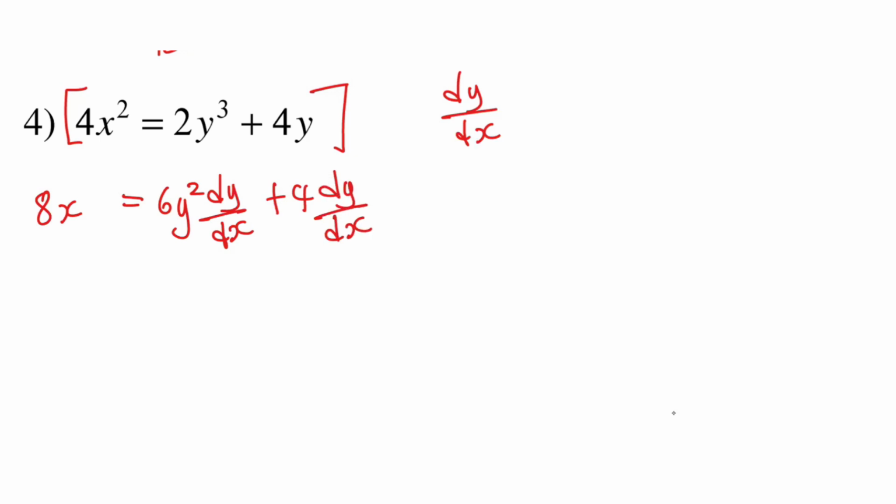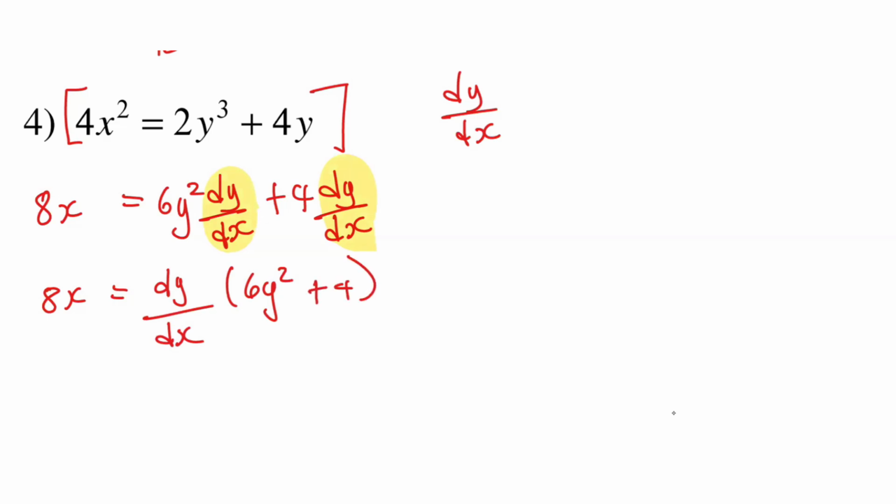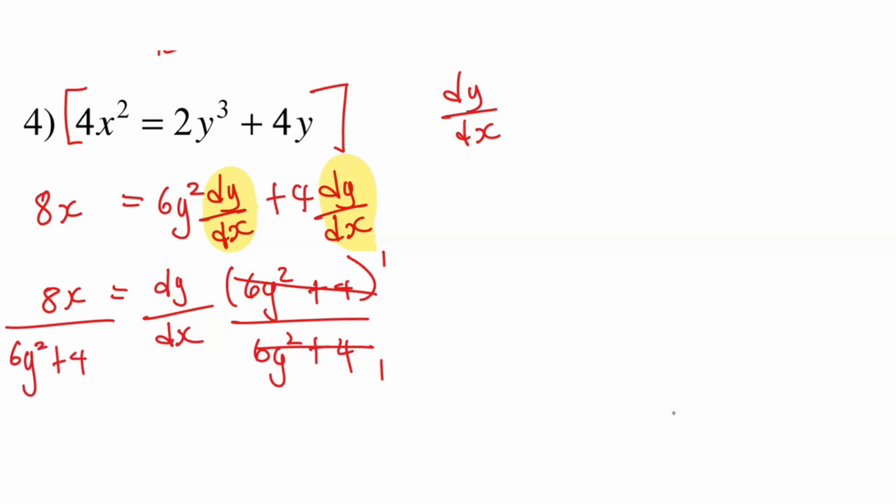Now, the fact that I have dy dx on the right side, what I'm going to do is isolate it, which means I'm going to factor out dy dx. So let us factor out our dy dx here. So in parentheses, I'm going to have 6y squared plus 4. And we're almost done because in order to get the dy dx by itself, I have to divide both sides by 6y squared plus 4. So on the right side, it cancels itself, but it's going to show up on the left side. So 6y squared plus 4, right?